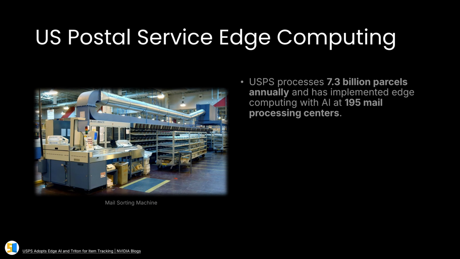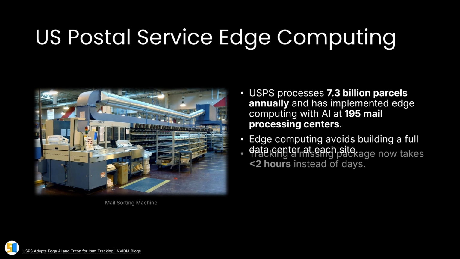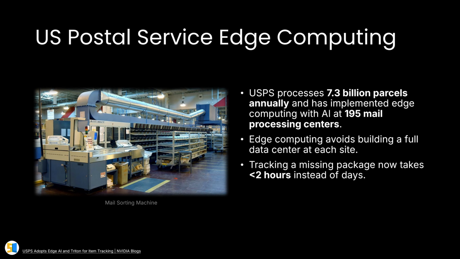This is an example of edge computing usage in US Postal. USPS processed 7.3 billion parcels annually and has implemented edge computing with AI at 195 mail processing centers. Edge computing avoids building a full data center at each site. Tracking a missing package now takes less than 2 hours instead of days.